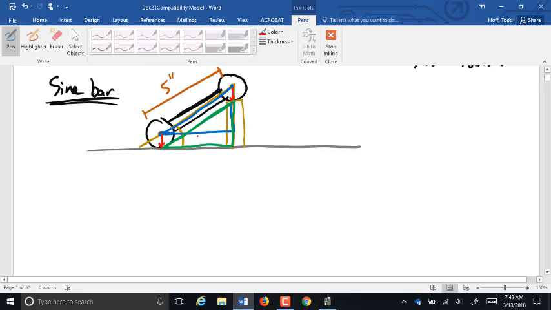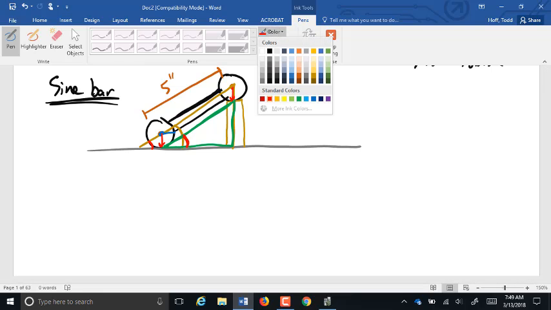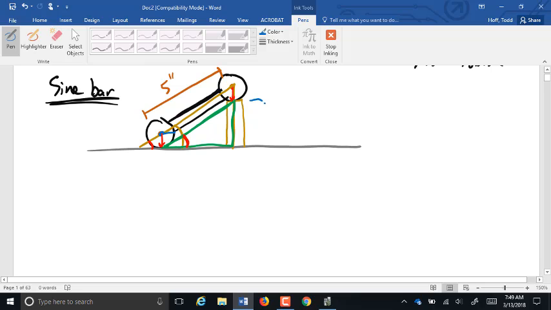So that green triangle, I'm going to erase the blue one to get it out of our way. That green triangle contains this angle, which is the angle of tilt of that sine bar. So there are 2 ways we can work with this. Let's say we build up gauge blocks here to give us a dimension.